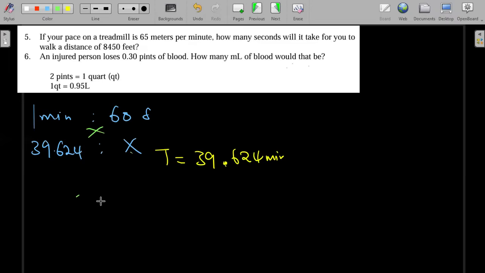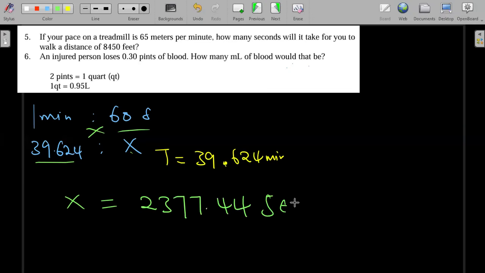x multiplied by that is just x, which equals this number multiplied by 60. So 39.624 multiplied by 60 gives me 2377.44 seconds. This here will be my time in seconds. Any questions there, guys?